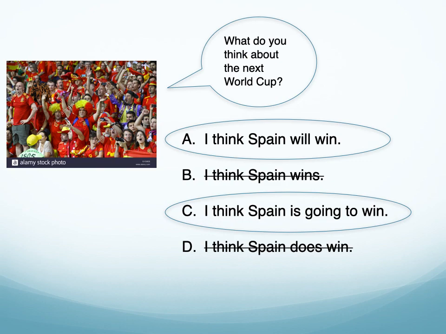If you said A and C, then you are correct. So remember, for future predictions, we can use either will or be going to. And we don't really know, we don't have any control over who wins the next World Cup, but we can guess about who's going to win. And for those guesses, we can use will or be going to. So either I think Spain will win or I think Spain is going to win are totally fine. You can use both of those to talk about your prediction for the future. So if you said A or C, good job.